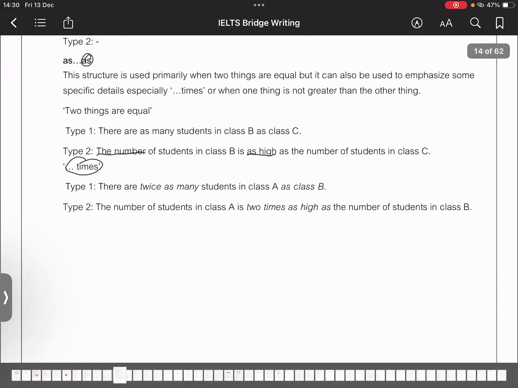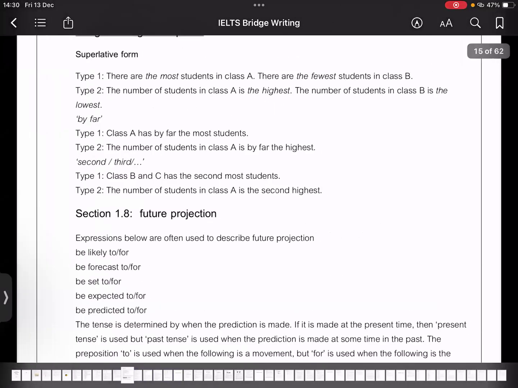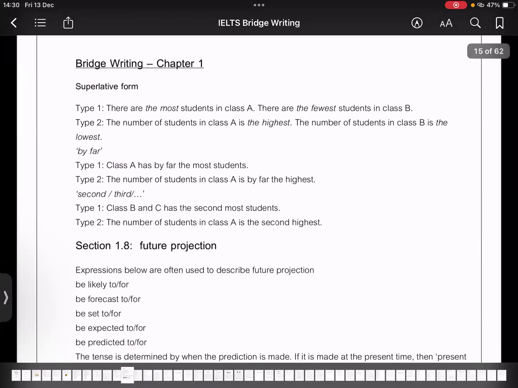Okay, so far so good, I suppose. Moving on to superlative adjective. You use it when you are describing 3 or more quantities. With 2 quantities, you are more likely to rely on comparative adjective. But with 3 or more quantities, you could use superlative form.